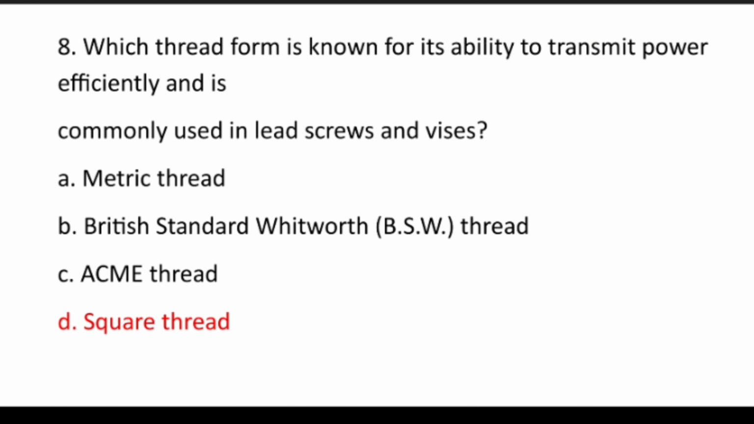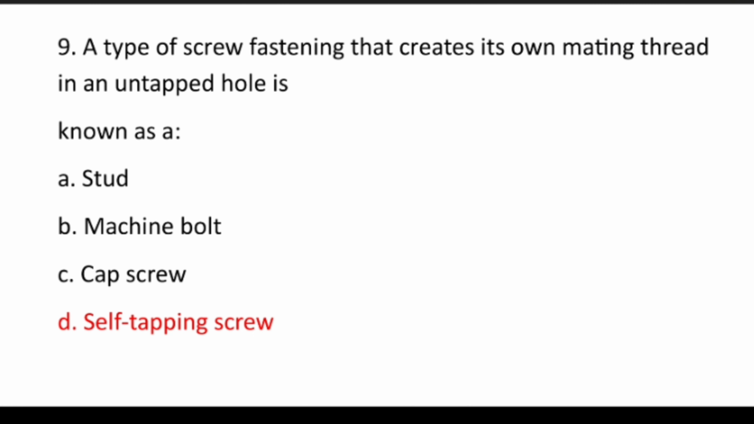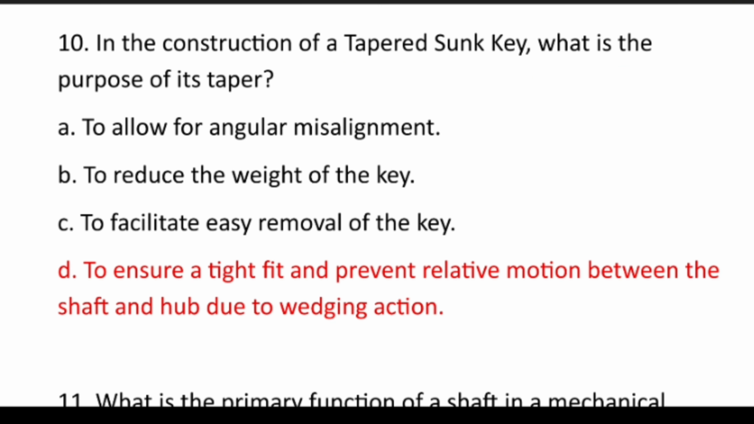Which thread is known for its stability to transmit power efficiently and is commonly used in lead screws and vices? Option D, that is the square thread. Next, the type of screw fastening that creates its own mating thread in an untapped hole is option D, self-tapping screw.